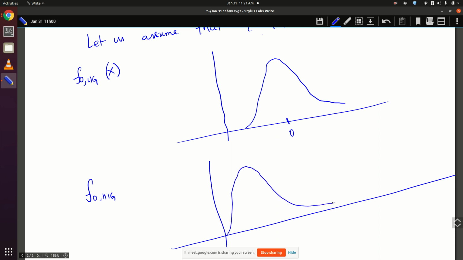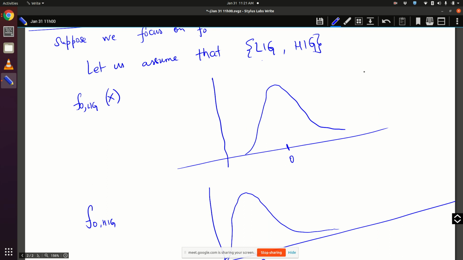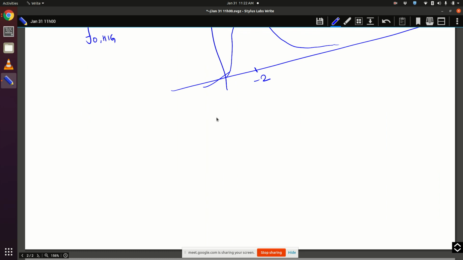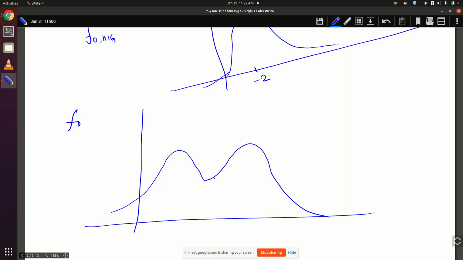These people can afford to pay very early taxes, so this will be -2, right? Further, let us assume that the probability of seeing the low income group is maybe half, so half the people are low income group and half are high income group. If I put all these things together, then F0 will actually not be a smooth normal distribution, but will look something like this, a combination of two factors, isn't it?